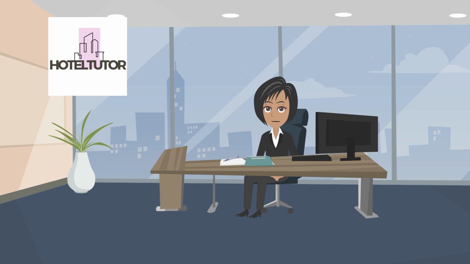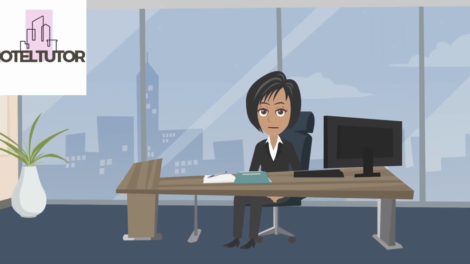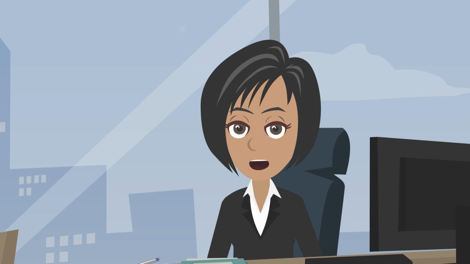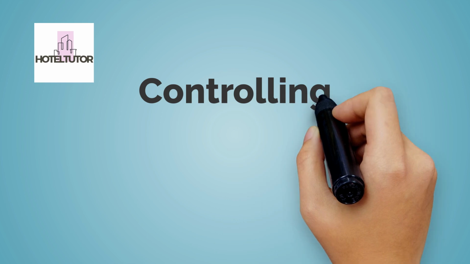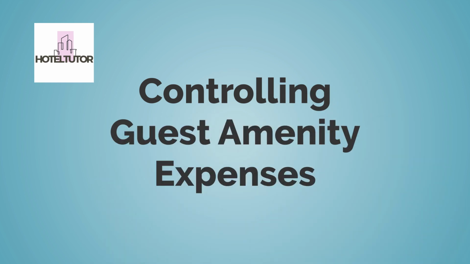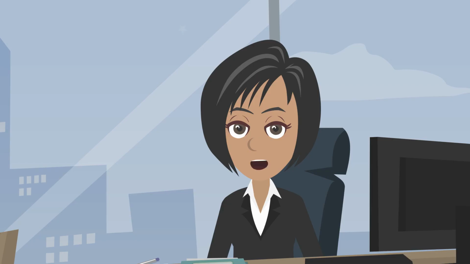Next time you look at the profit and loss report, look at a line called guest amenities. That line will have the expenses of all the money you spent on items in a guest room. Controlling guest expenses will help you make the hotel more profitable. In this video, let us look at a few key items that contribute to the guest supplies cost in a hotel and what you can do to reduce it.